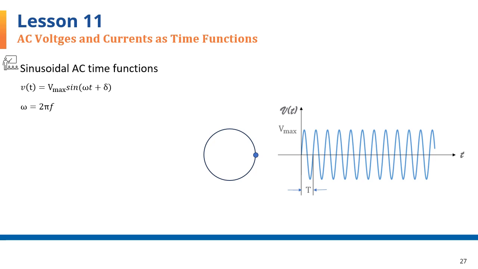It is easy to see from this argument that the unit of measurement for omega has to be radians per second. Now let's attach a pair of axes to this circle. As the point goes around the circle, the height of its projection on the vertical axis, which would be this height here, traces a sinusoidal function that is seen on the right.